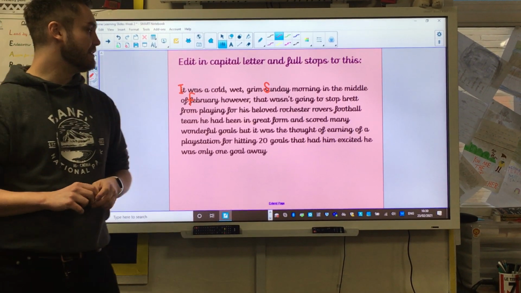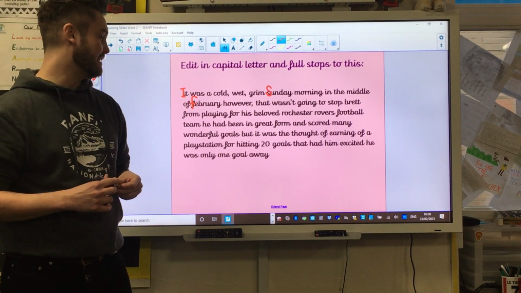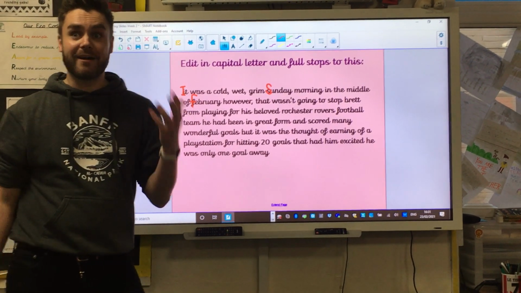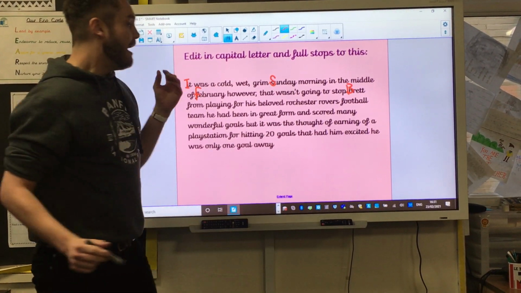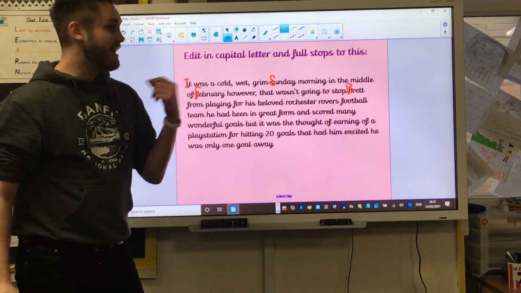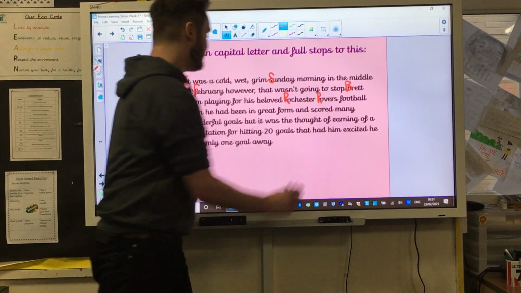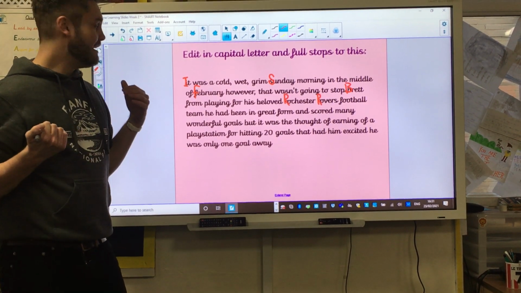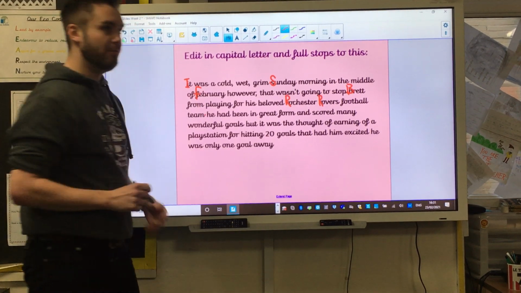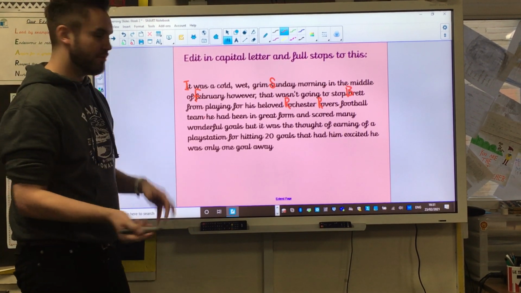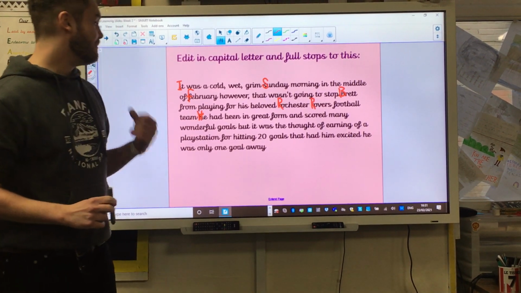However, that wasn't going to stop Brett from playing for his beloved Rochester Rovers football team. Well, we should all be able to tell me now that Brett is the person's name, so the capital B. Beloved Rochester Rovers football team, that is the name of a club, so Rochester and Rovers need capital R's. Football team. He had been in great form and scored many wonderful goals. Well, you know there needs to be a full stop here as we're starting to change a little bit about what we're talking about. So capital H here.